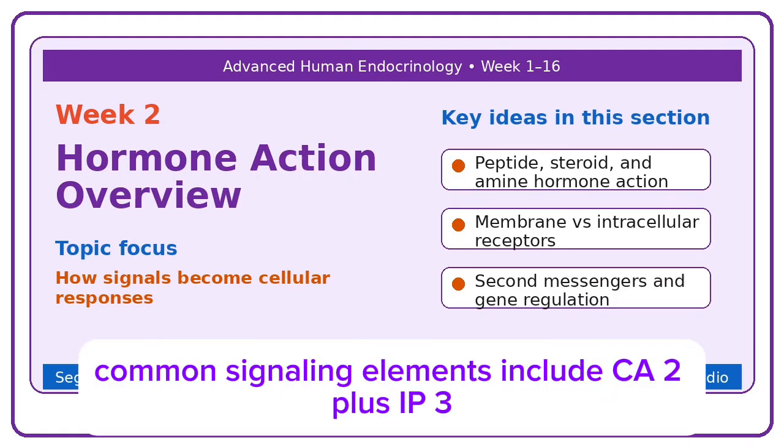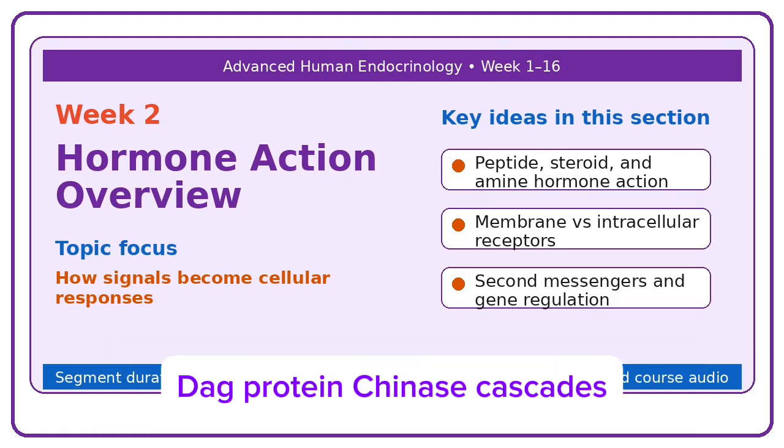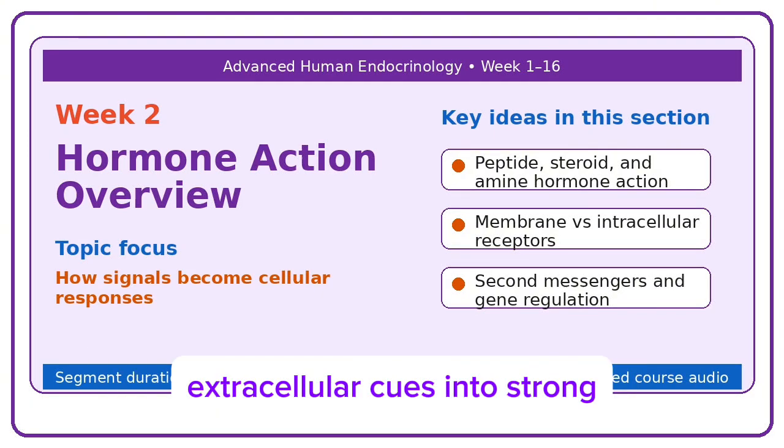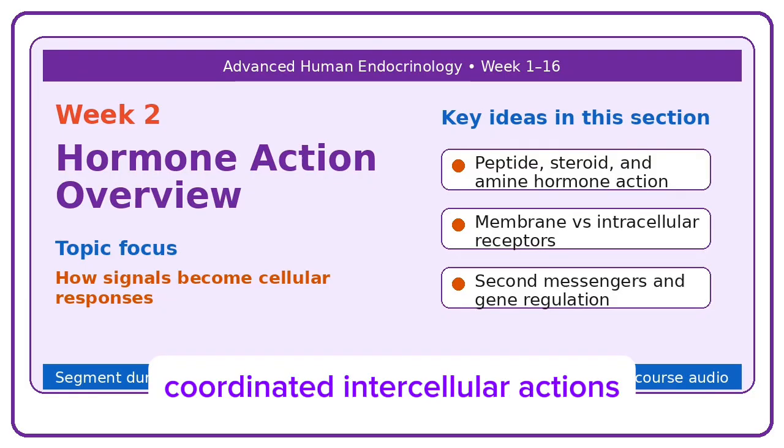Common signaling elements include Ca2+, IP3, DAG, and protein kinase cascades. These signaling systems allow endocrine cells to convert weak extracellular cues into strong, coordinated intracellular actions.